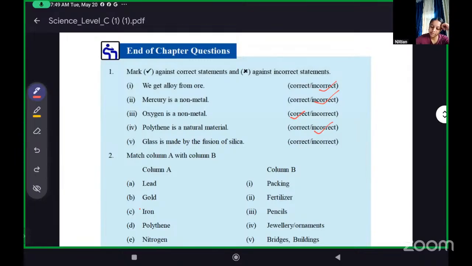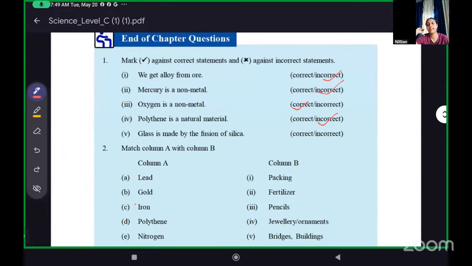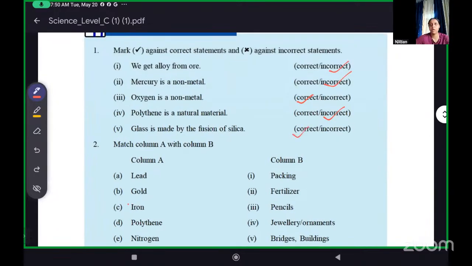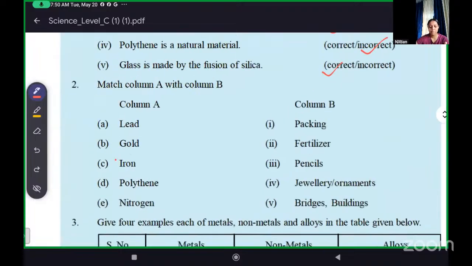Now the last one. Glass is made by the fusion of silica. Is that correct or incorrect? Quickly tell me. It is correct. Because in our class, we talked about the composition of glass and the elements that are used in it. One major element is silica, and when we mix this silica with different types of materials, we obtain different forms of glasses. Can you try out matching column A and B?